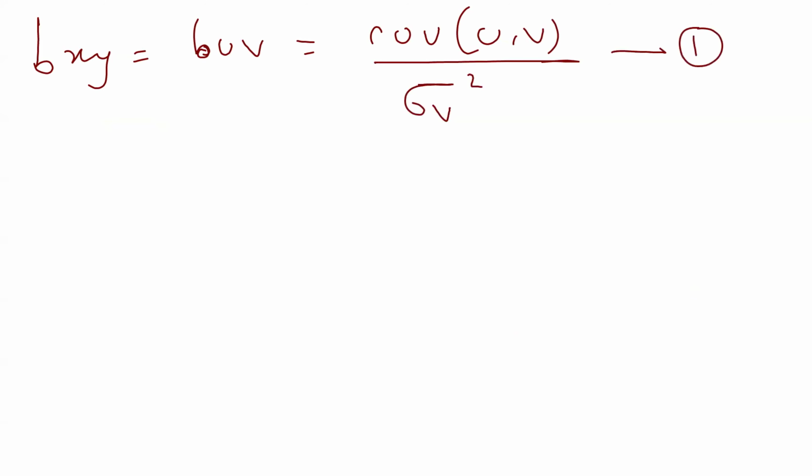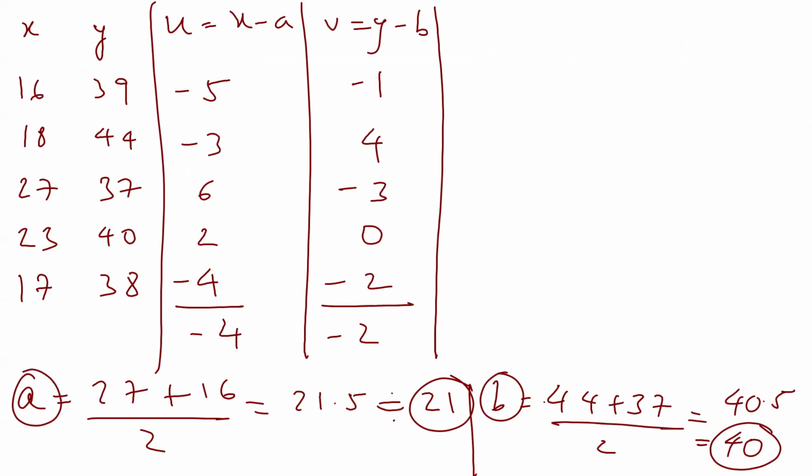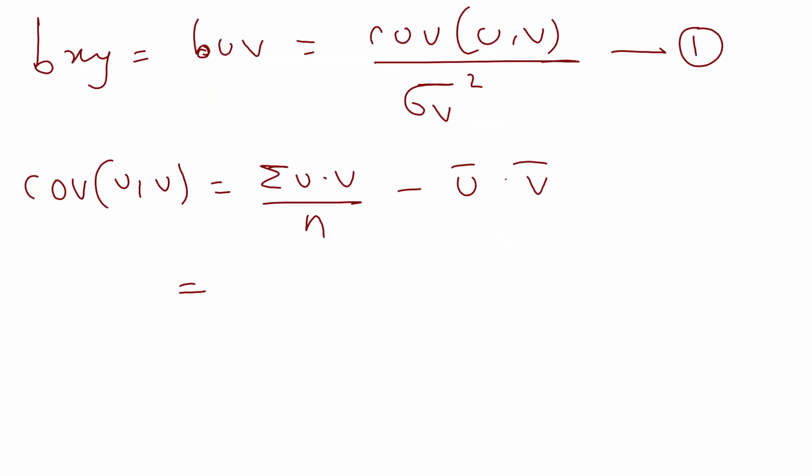Equation number 1. We'll start with covariance of uv, summation u into v upon n minus u bar v bar. So summation uv. So summation is besides uv, so we need to find out u into v column. So this is 5, minus 5 into minus 1, that is 5. Minus 3 into 4, that is minus 12. This is minus 18, 0, and this is 8. So this is 13 minus 30. Okay, so the total of this is 13 minus 30, that is minus 17.